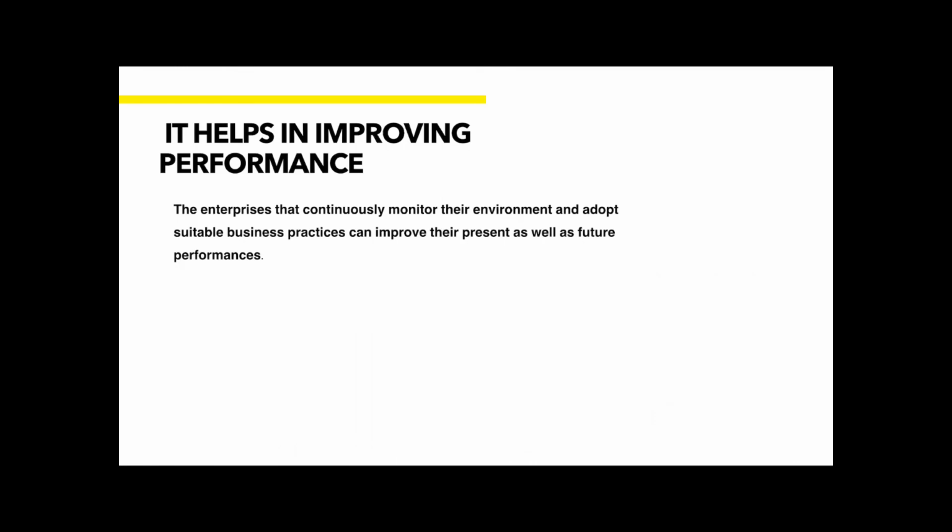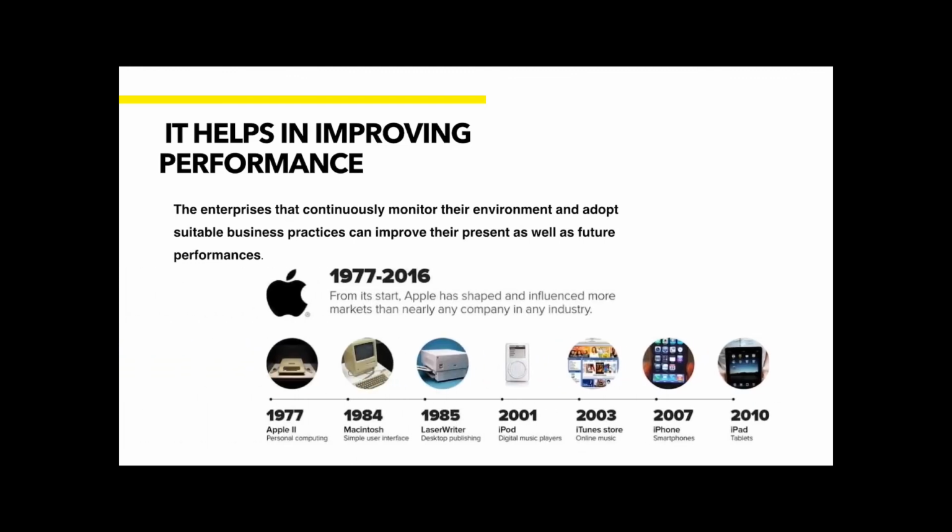The next point is that it helps in improving performance. The enterprises that continuously monitor the environment and adapt to suitable business practices can improve their present as well as their future performances. For this, the example is the Apple company. It has been successful in maintaining its market share due to its proper understanding of the environment and taking suitable innovation in its product. They are not in a rush to create products.